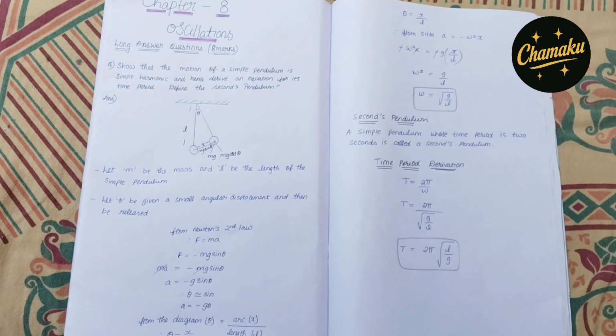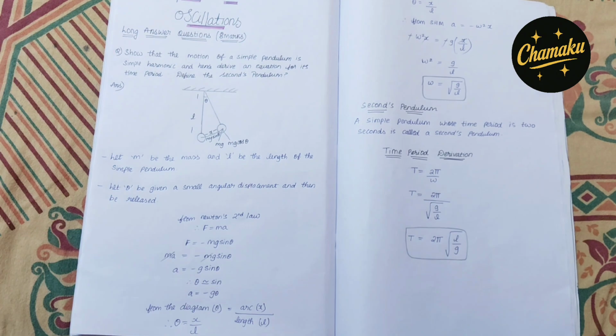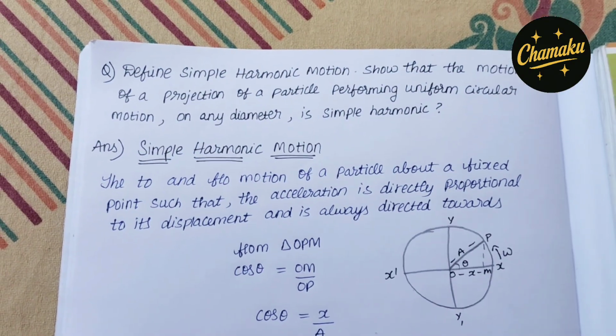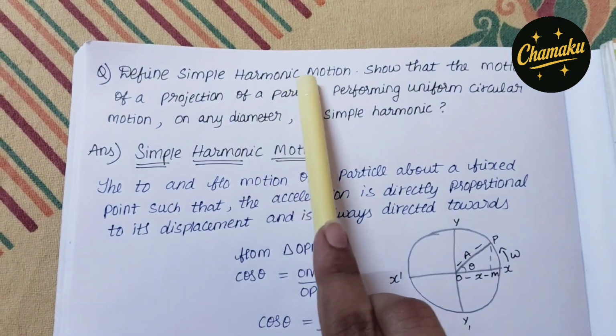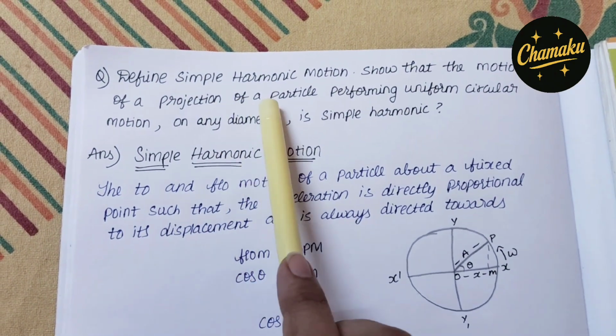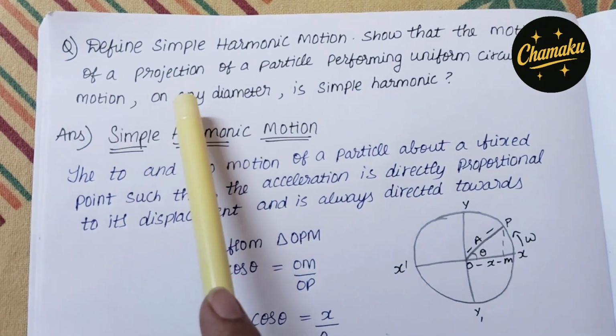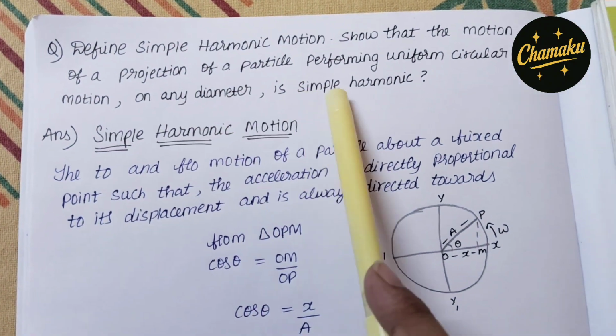So this is the simple pendulum answer. So let's move on to the next question. The next question: define simple harmonic motion. Show that the motion of a projection of a particle performing uniform circular motion on any diameter is simple harmonic.